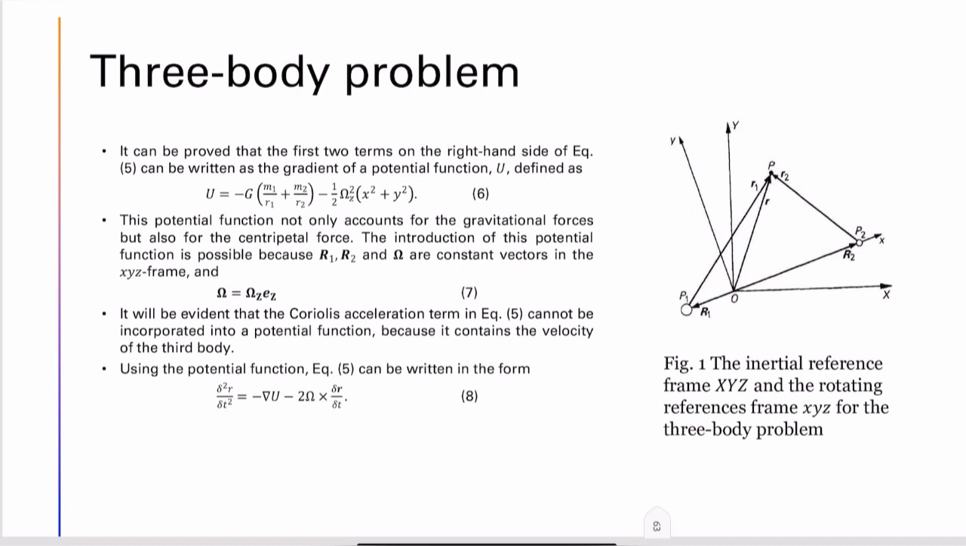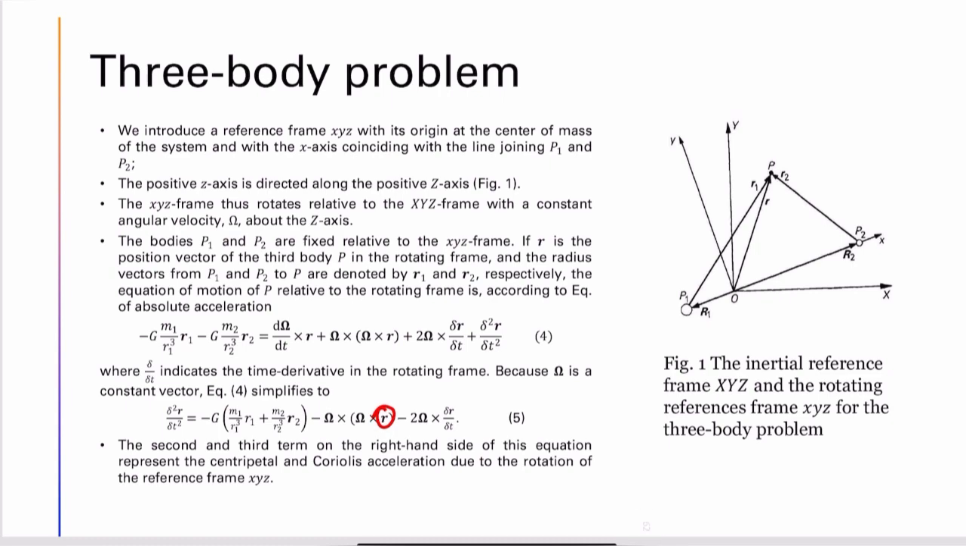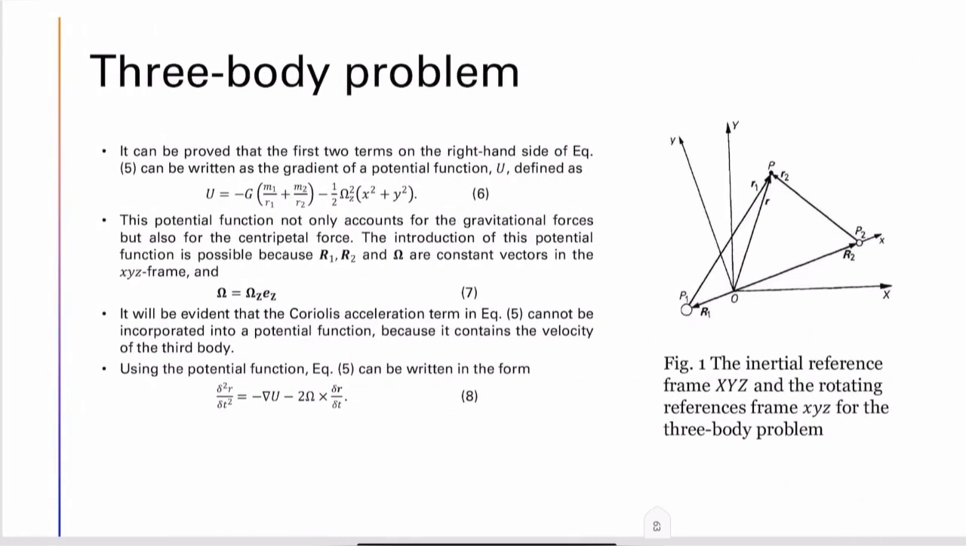Obviously the potential function is accounted for not only by the gravitational force but also by the centrifugal force. So it accounts not only for the gravitational force, but because of the centripetal force there will also be a potential energy. But we can for sure never add the third term to the potential energy, because here you have dou r by dou t, which is nothing but the velocity term, which means there is an acceleration present. This represents a kinetic energy and not the potential energy.